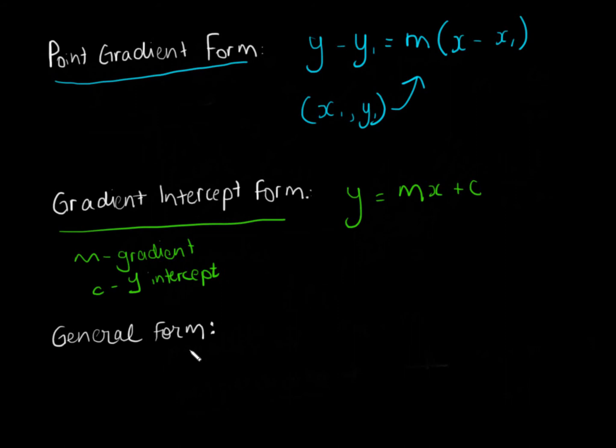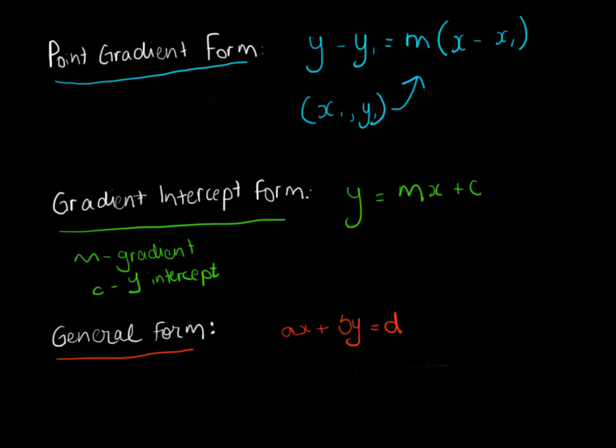And finally, we have the general form. The equation of a line in the general form is as follows: ax plus by equals d, where a, b, and d are just constants, which means they're just numbers that don't change. So you can use any one of these equations to find a y and its respective x.